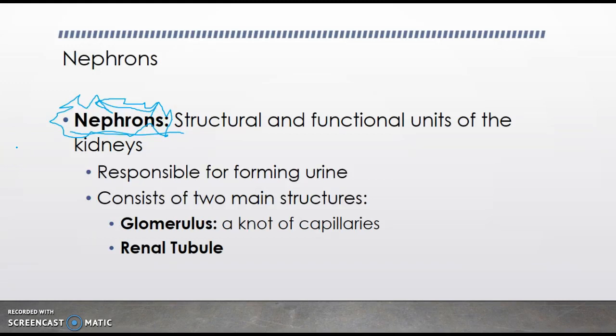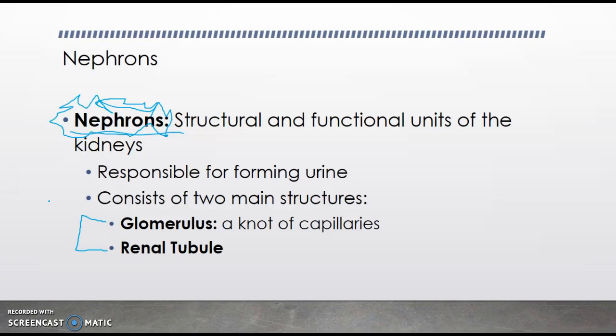You literally have millions of these microscopic nephrons in kidneys, and these are the guys that are responsible for forming urine. This is where the urine is actually made in the kidney. And you have two major structures that make up this nephron. First is what we call the glomerulus. When I say a knot of capillaries, it legitimately looks like a ball of yarn that's just been knotted up, and those are capillaries through there.